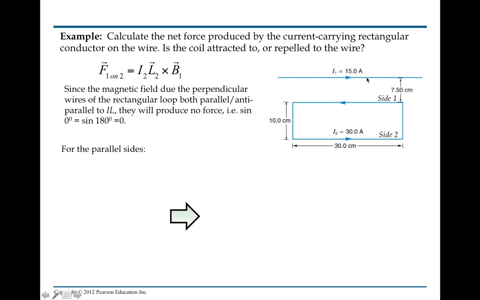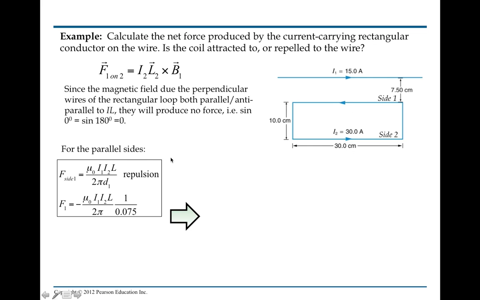So what does that mean? That means it leaves me with the contribution of this side on the long wire, and the contribution of this side on the long wire. These two are anti-parallel, so they will repel each other. So the force will be downwards. And these two will attract each other, so the direction of the force will be this way, and this will be this way.